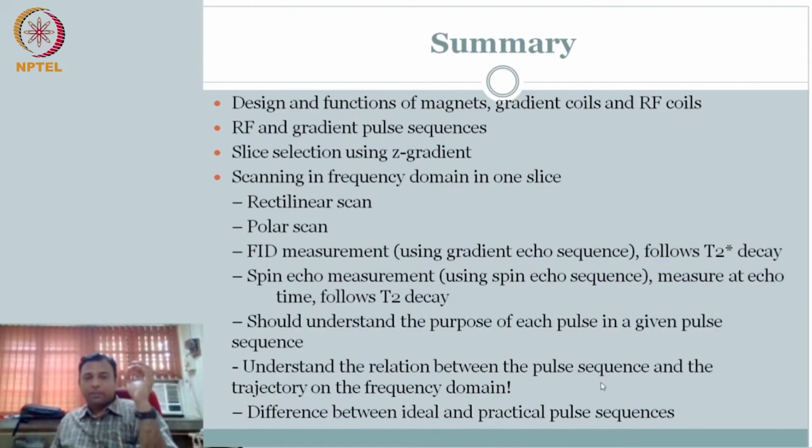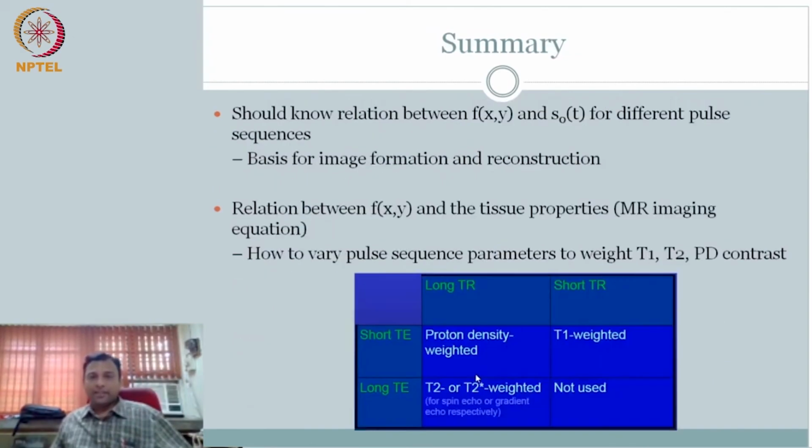Second is the relationship between the pulse sequence and the trajectory in the Fourier domain, right? The 1, 2, 3, 4, right? Polar sequence or rectilinear, how do you know? I would like for you to connect the pulse sequence diagram and the trajectories in the Fourier domain. Of course, last is the difference between your ideal and practical pulse sequence, right? This I think you should. These three are very critical. If you understand that, you will understand why people rave about MRI as being a be-all end-all modality.